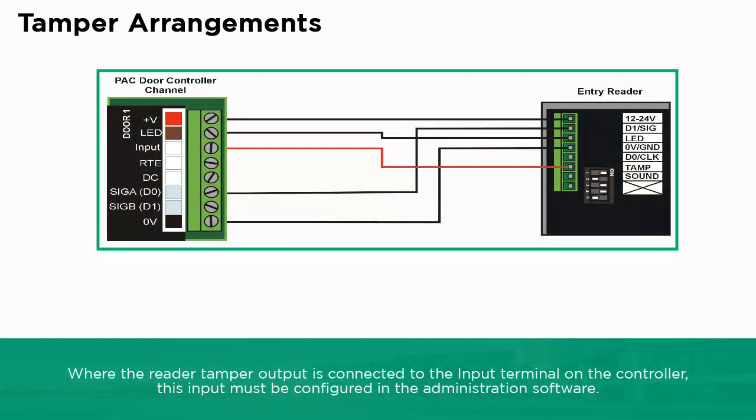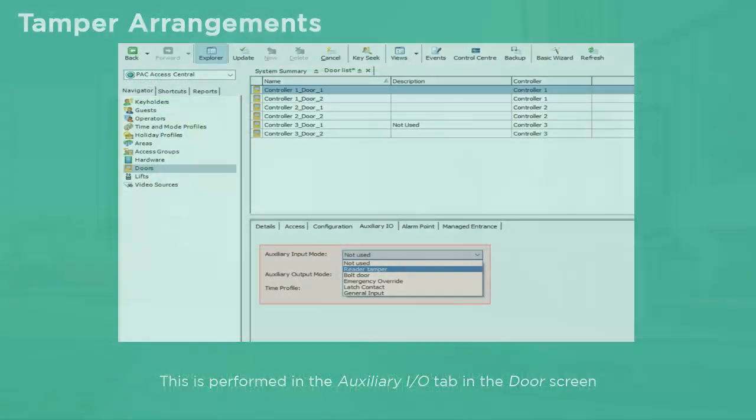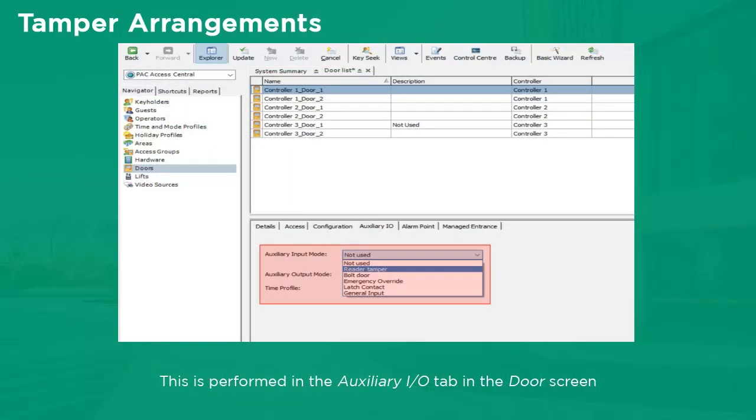Where the reader tamper output is connected to the IP terminal on the 512 controller, this input must be configured in the administration software. This is performed in the Auxiliary I/O tab in the door screen.